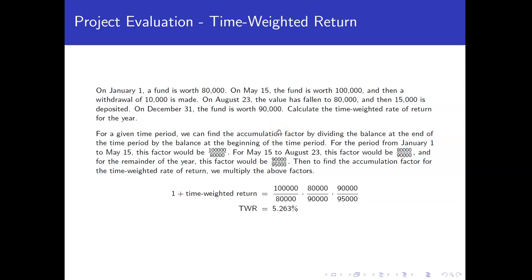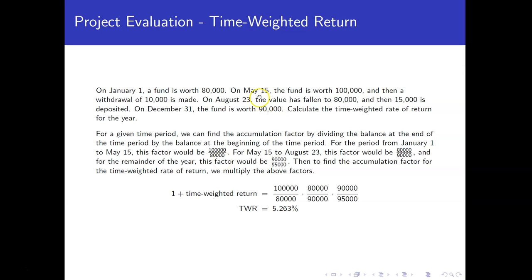So again, we're going to use accumulation factors over these time periods to get the overall accumulation factor, if you will, and that will give us our time-weighted return. So let's talk about these accumulation factors. It started at $80,000. It ended at $100,000 for that first time period. So using an accumulation factor, I would take the ending balance and divide it by the beginning balance. So this accumulation factor for the first period would be $100,000 divided by $80,000.